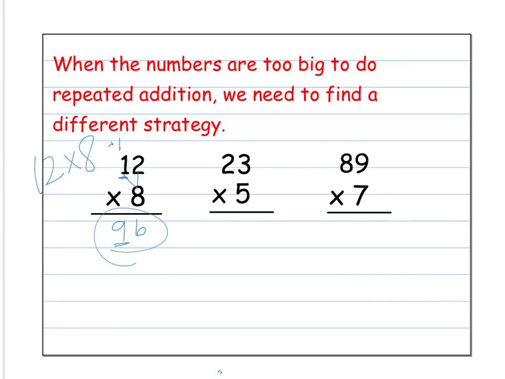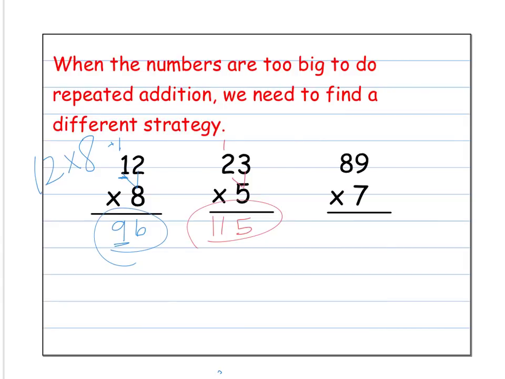Okay, next one, 23 times 5. Again, you take the 5 and multiply it to the 3, which is 15. Put down your 5. Regroup the tens, and then you take the 5 and multiply it to the 2. 5 times 2 is 10, plus 1 is 11, so we write it like this, and our answer is 115.